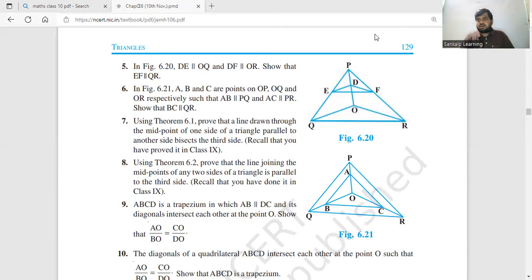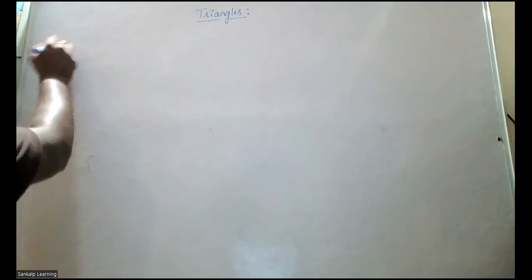Let's also do it here. But the same question can be solved in a very, very simple manner once we finish the concept of similarities. Okay. So what we have got is a trapezium ABCD. So what is a trapezium? A trapezium is a quadrilateral, meaning a four-sided closed figure in which only one pair of opposite sides are parallel. If both pairs of opposite sides are parallel, then it is called a parallelogram. If only one pair of opposite sides are parallel, then it is called a trapezium. Something like this.